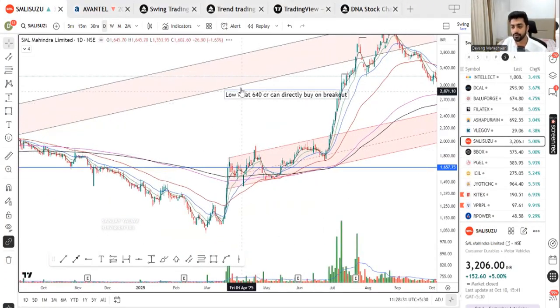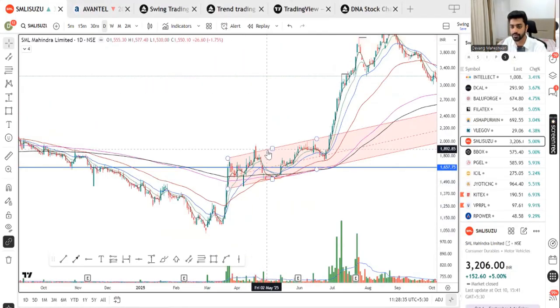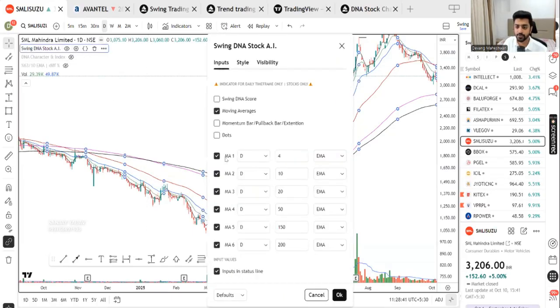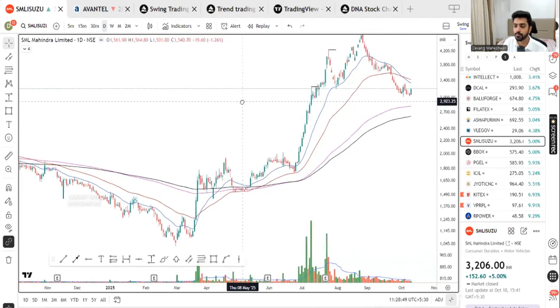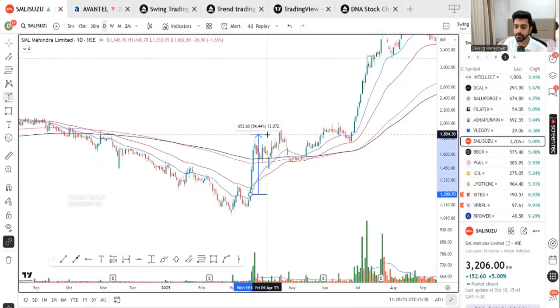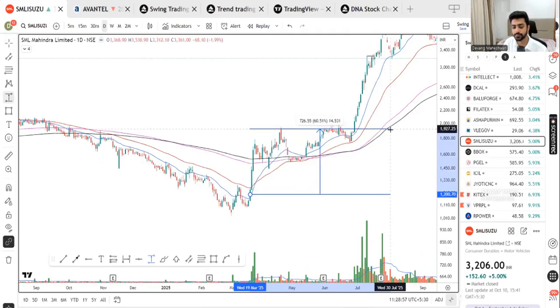Now look up here. It is already marked up here. Still again, we'll see. I'll remove some moving averages also. Let's remove 4, 10. So look up here. This is some up move, 50-60%. And what's happening after that?